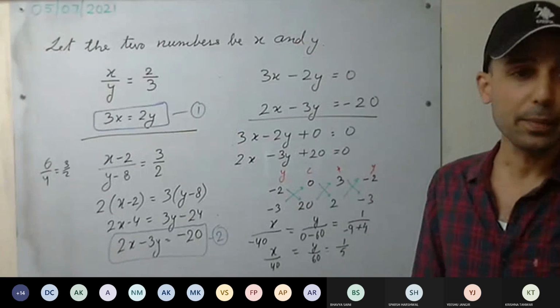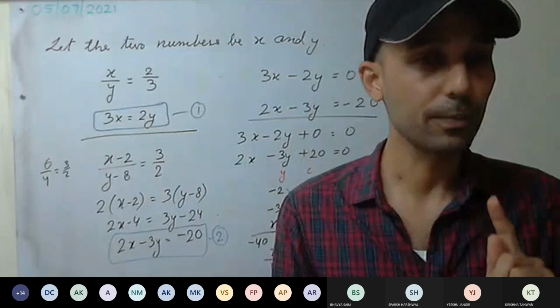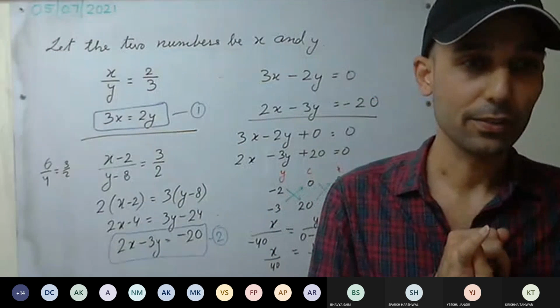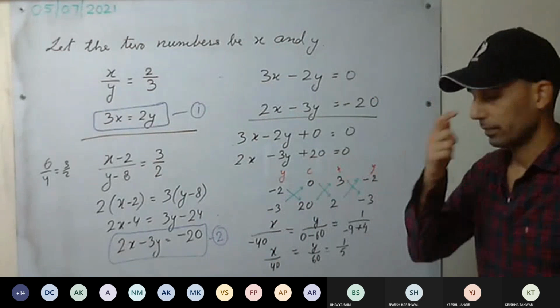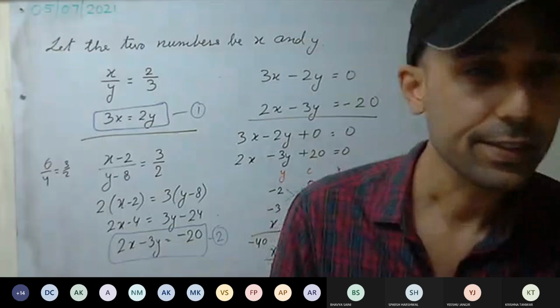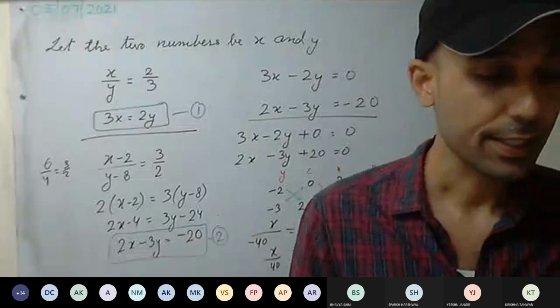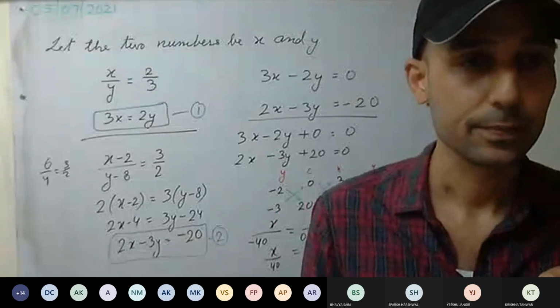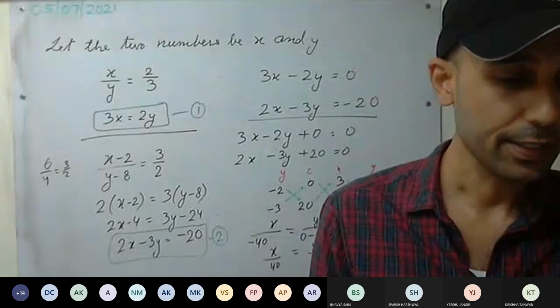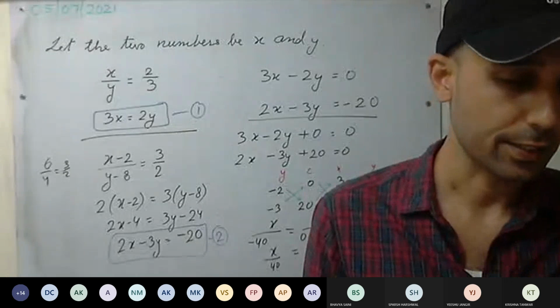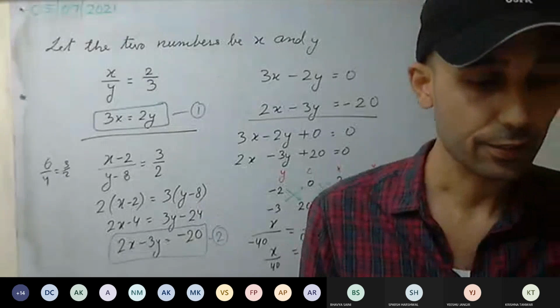You can use any method to solve the equations. Okay, but you have to remember the forms, in which form you have to put. Okay. Everyone read the second question first. I give you 1 minute. Try to form the equations. Then I will start. First, read the question.